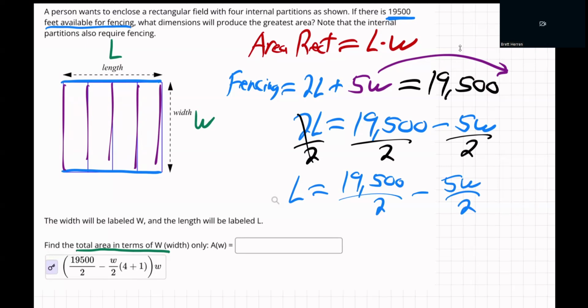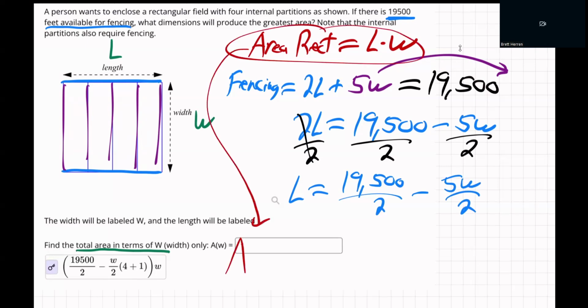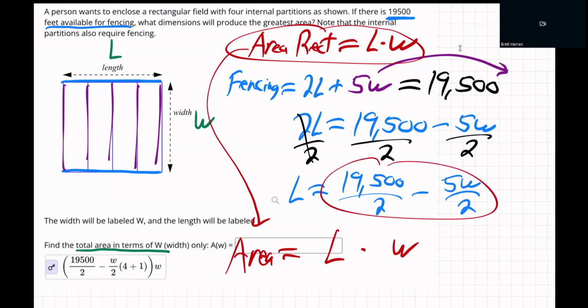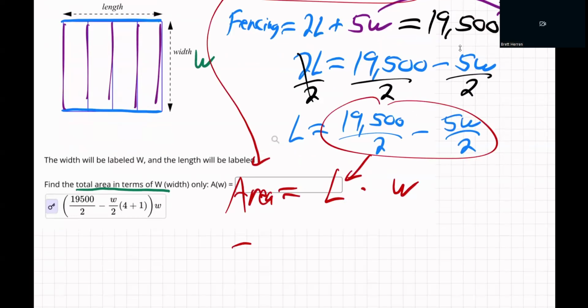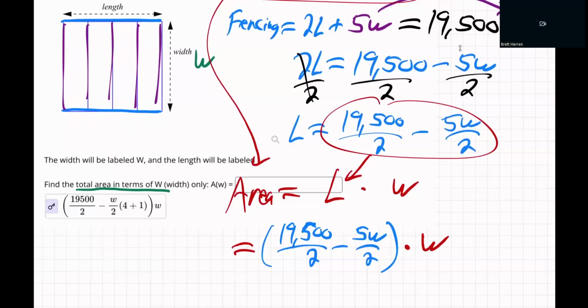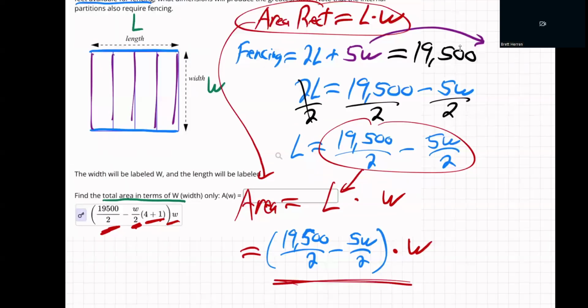And so then let's bring down this area formula right here. You can see it coming, right? Area is length times width. All of this gets plugged in there. So that's going to be 19,500 over 2 minus 5W over 2, times the width. And that's 19,500 over 2, and this is 5W over 2 times the width. You can type it in just like this or however they will take it. And so there we go.